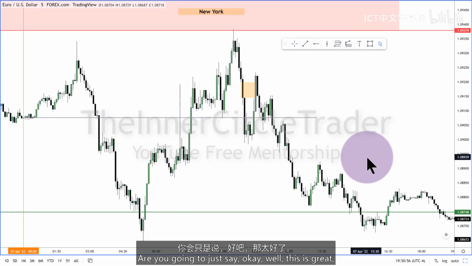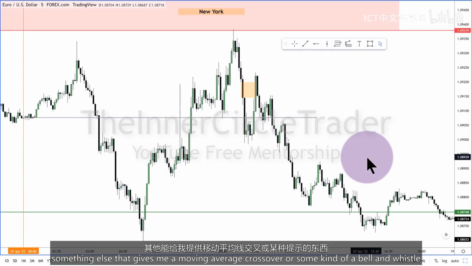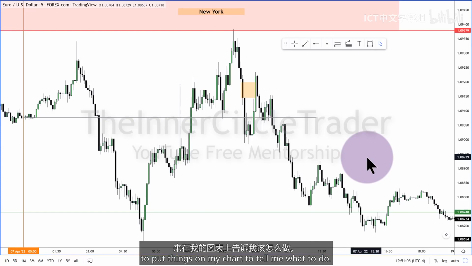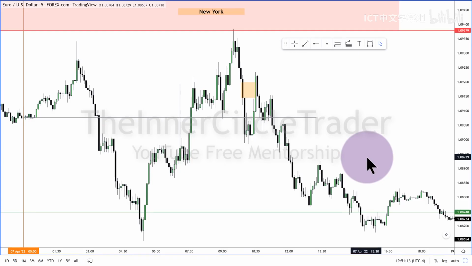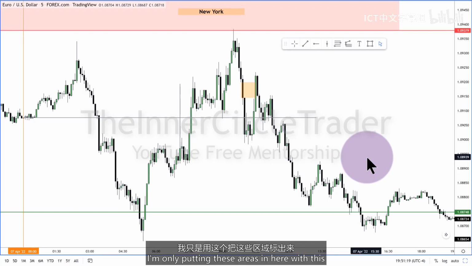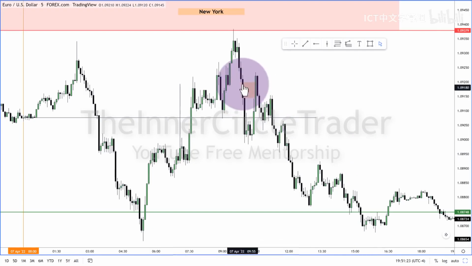Are you going to just say, okay, well, this is great, but this is too much work, so I'm going to look for something else that gives me a moving average crossover or some kind of a bell and whistle to put things on my chart to tell me what to do? And then you're basically creating a religious trading style because you're trusting something other than price. Because what have I shown you here? Just price. There's no indicators here. I'm only putting these areas in here with this rectangle to highlight an imbalance.